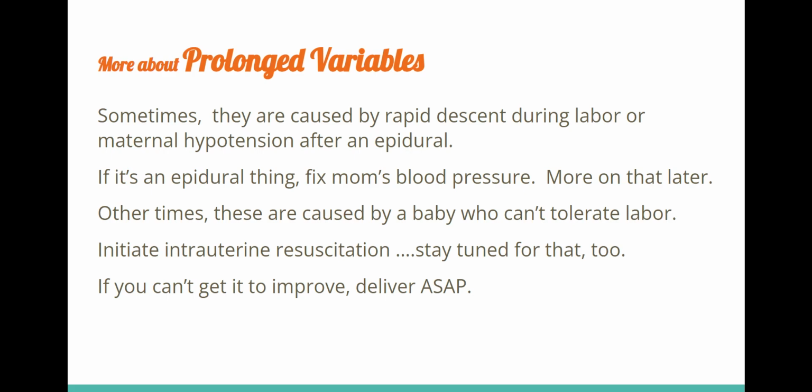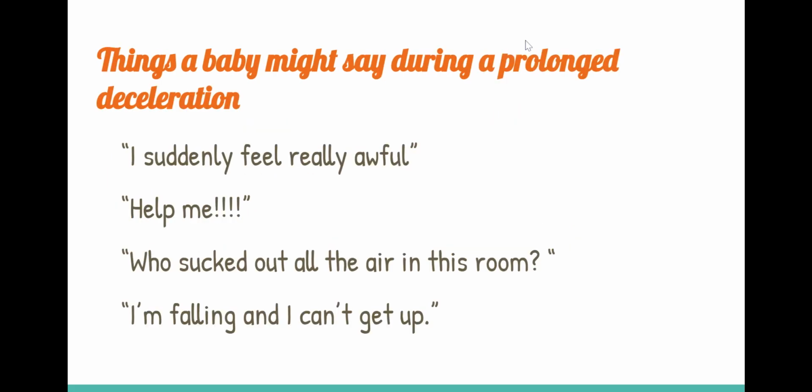If you can't get it to improve, you've done everything you can do. The provider's done everything they can do. It's time to deliver this baby, generally. If they're very preterm, that is a whole different decision-making process. But usually they can't tolerate multiple events like this.